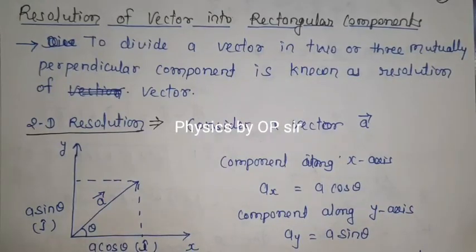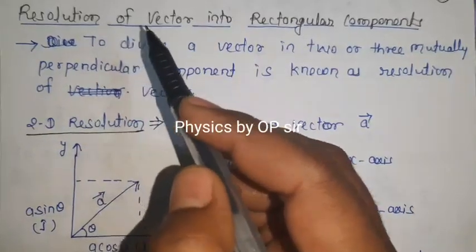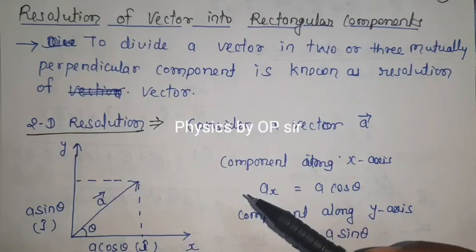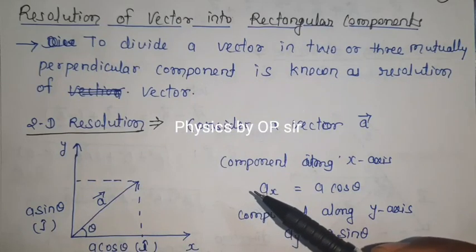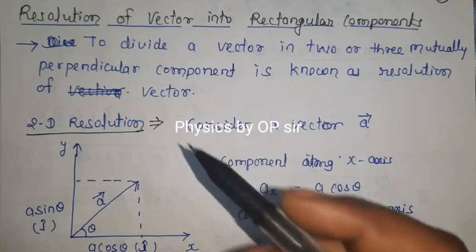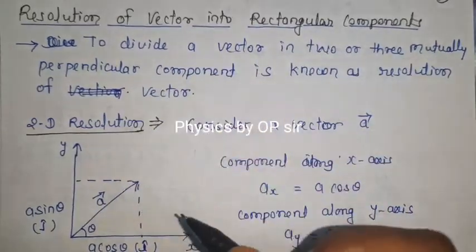Now we will discuss the next topic. The next topic is resolution of a vector into rectangular components. Resolution may be of two types: 2D resolution and 3D resolution. First of all, we will discuss what resolution is. Resolution is nothing but the division of a vector into two or three mutually perpendicular components.